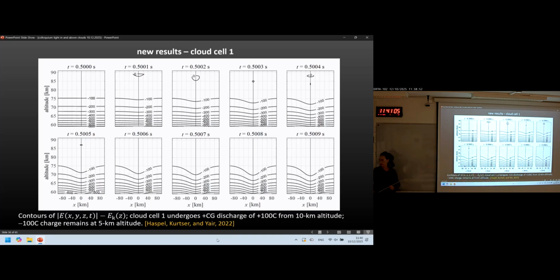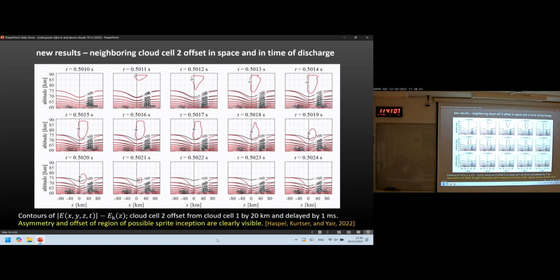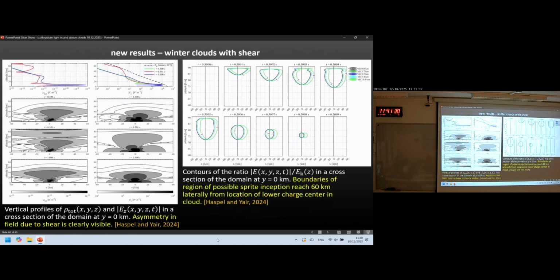That's one cloud cell. Now I add a second cloud cell. I can offset it in space, I can offset it in time, and I start to get areas that look like this. They're not symmetric, they're bigger, they vary in time in a different way, and this kind of simulation only my model can do because I now have a 3D model. Okay, not just 3D, but stable for almost any parameter set.